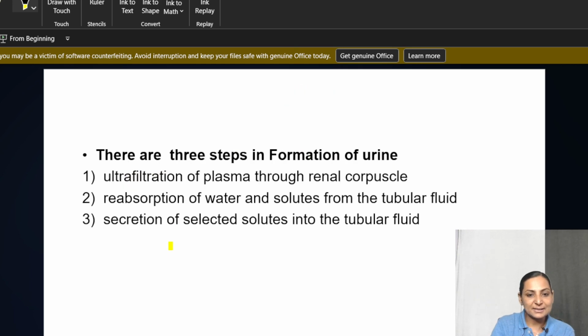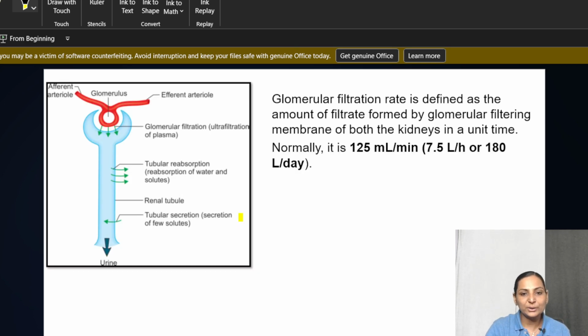So let us start discussing. Now whenever you are starting an answer, see, when you write an essay in school, yaad hai, how do you write? You are always asked by your teacher to make an intro before you start writing the body. So you can start your answer in the following manner: there are 3 steps in urine formation: ultrafiltration through the renal corpuscle, that is through the glomerular capillaries into the Bowman space, there is reabsorption and there is secretion. So these are the 3 steps which are involved in urine formation.